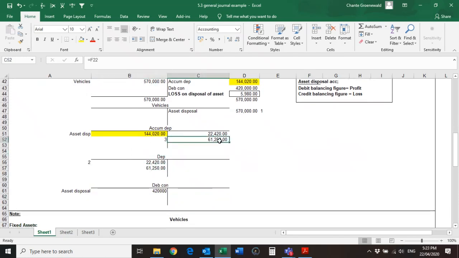This is something else, so don't look at that. It's just the depreciation at the beginning of the year for the 3 months, and it has to do with my new asset, but I'm not going to talk about that now.